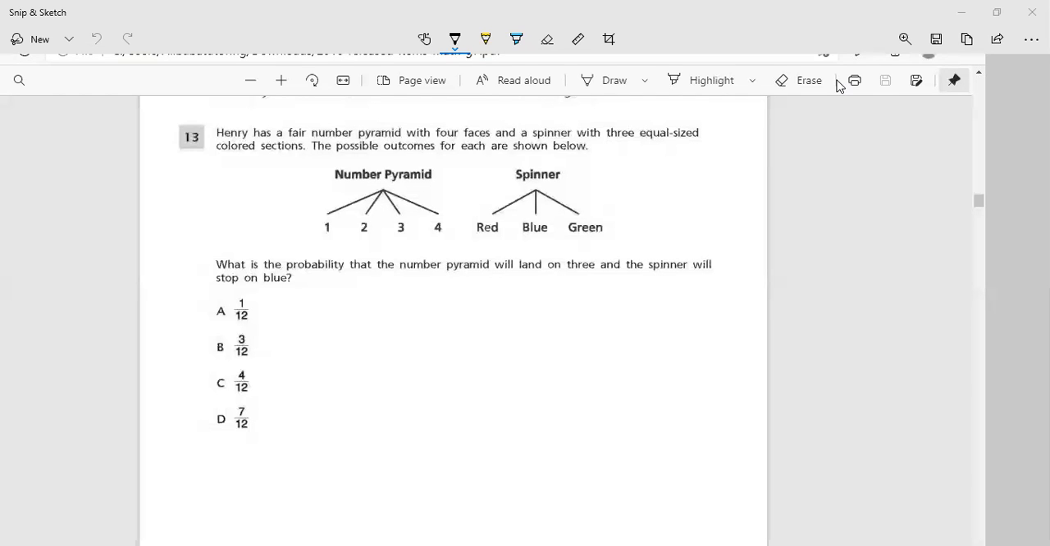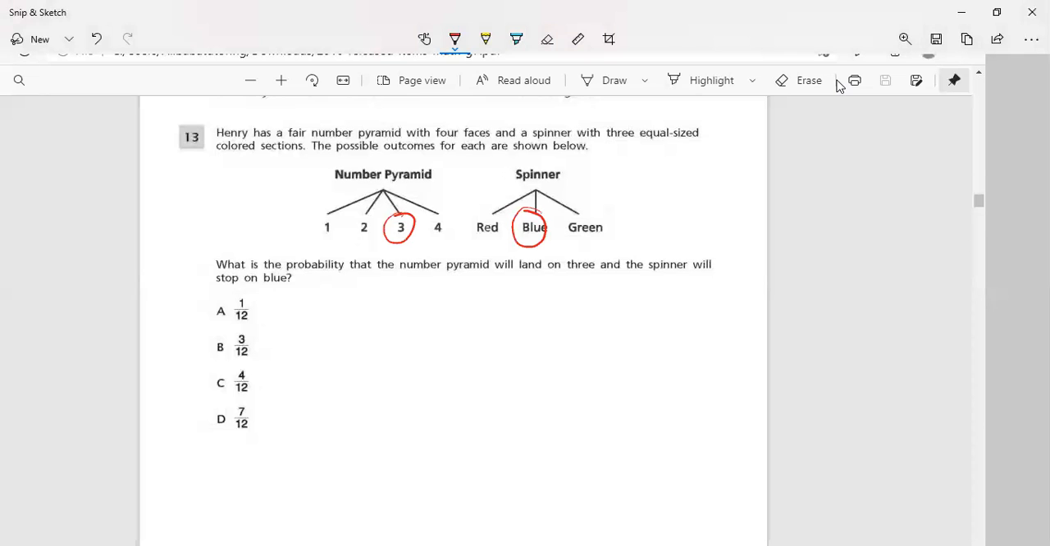All right, so this is the question we did in class. Read the question again. The question asked was the probability that the number pyramid will land on a 3 and the spinner will stop on a blue. So what's the probability that we get a 3 out of the number pyramid and blue out of the spinner? What's the probability that we get those two outcomes?